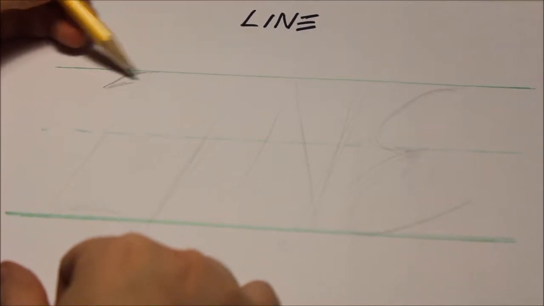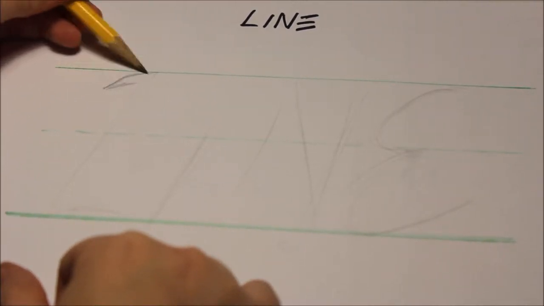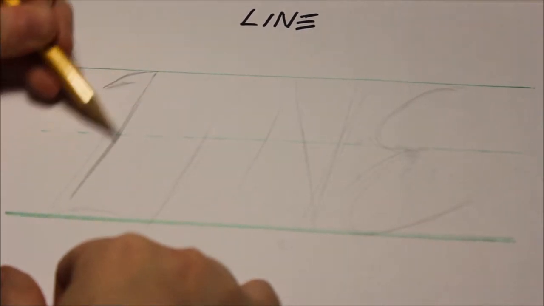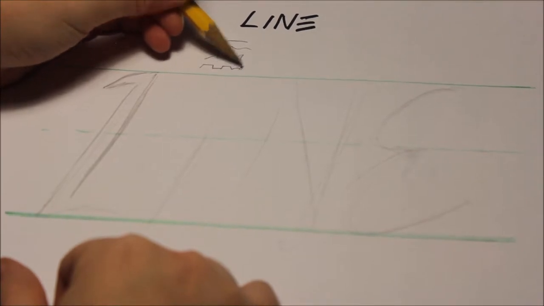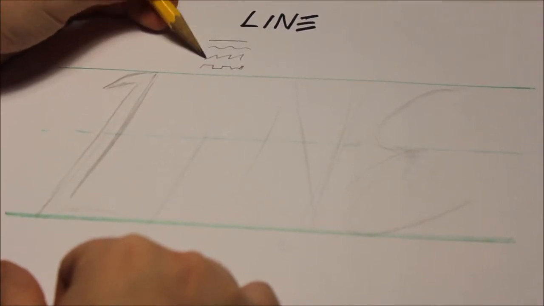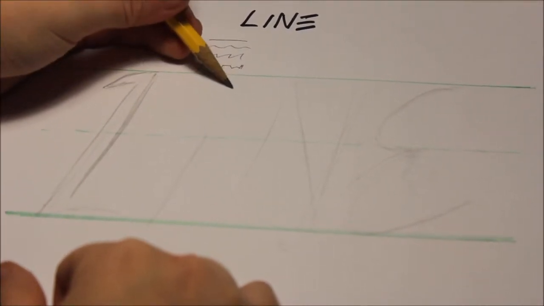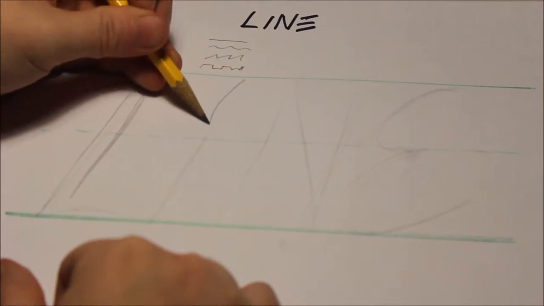All right, so I already started making a serif of this L. That's what that's called, kind of like a leg. I'm gonna use very, very straight lines because we're focusing on lines, although lines don't always have to be straight. So we've got straight, some wavy, some jagged. So the key of using line, if you're trying to make it interesting, is to add a variety of different kinds. Let's do a curved line for the I then.